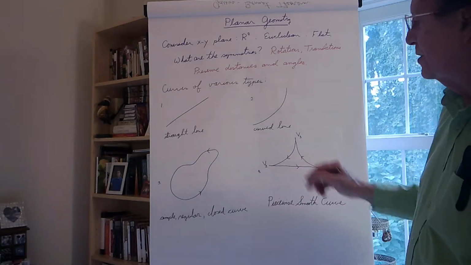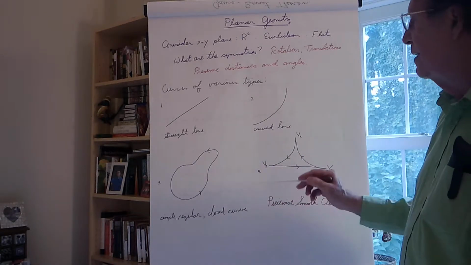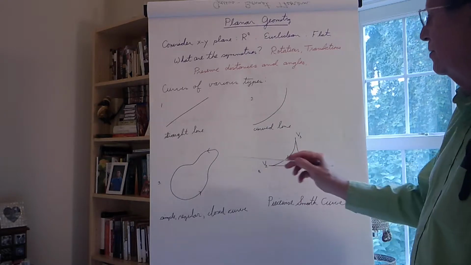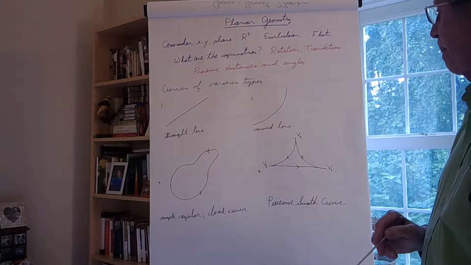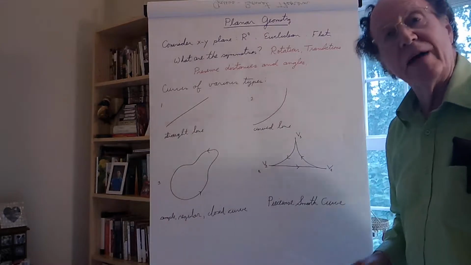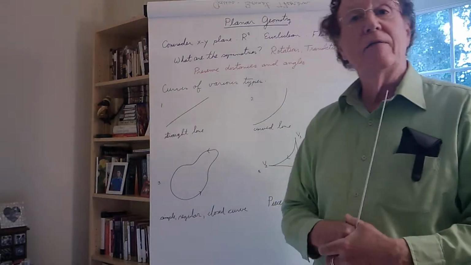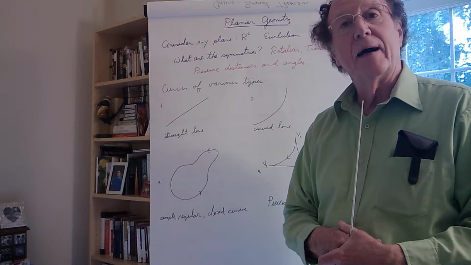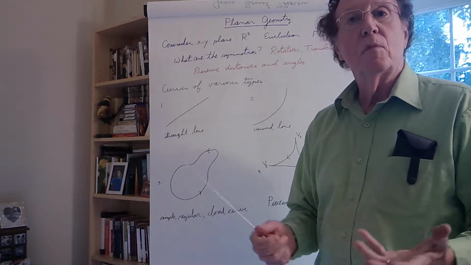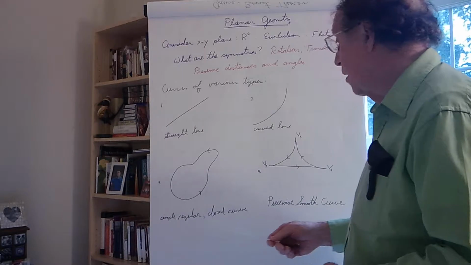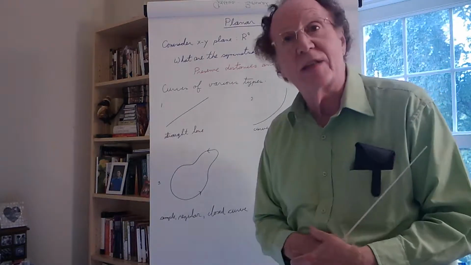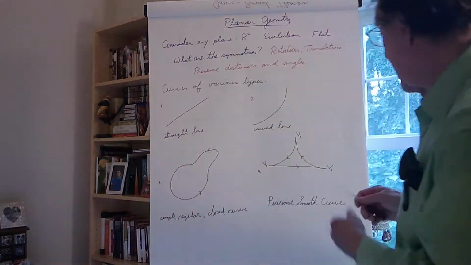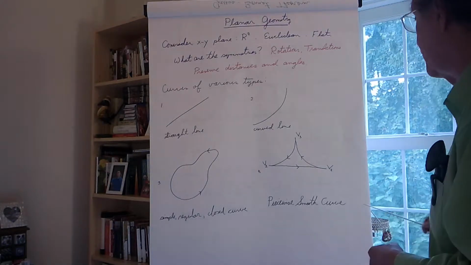Simple, so it doesn't intersect itself. Regular, it's nice and smooth. Closed, well, it's closed. We'll have curves of that variety. We'll also have closed curves which are only regular in sections. So they might be like this, a piecewise smooth curve.